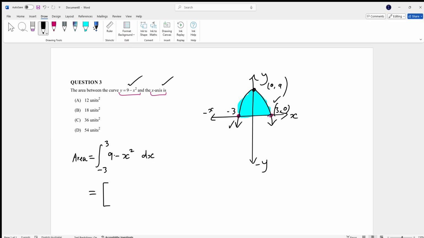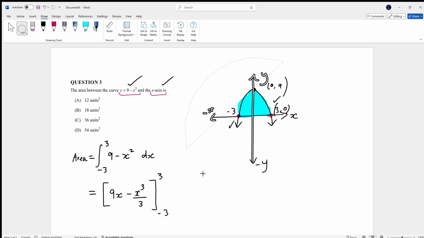So if we're integrating 9, you're going to attach an x to it. When you're integrating negative x squared, you add 1 to the power and divide by the new power. So it's going to be negative x to the power of 3 over 3. And the bounds between negative 3 and 3. Okay. Now it's essential we work this out fully here.